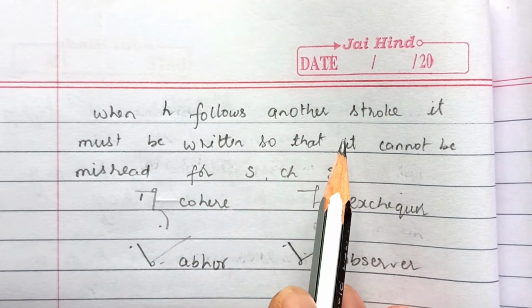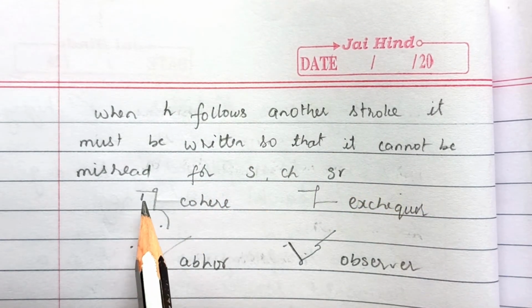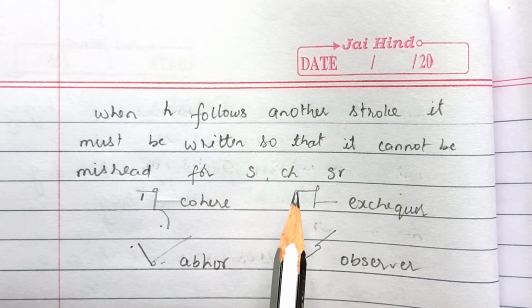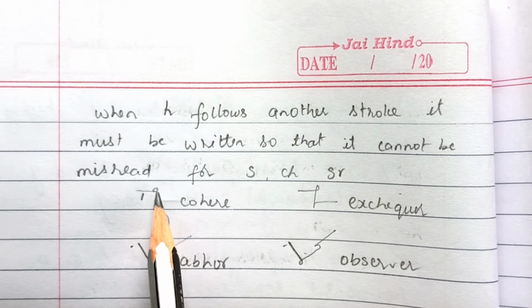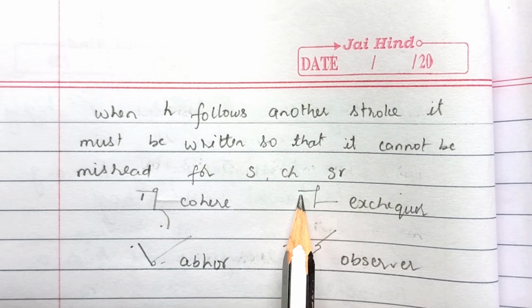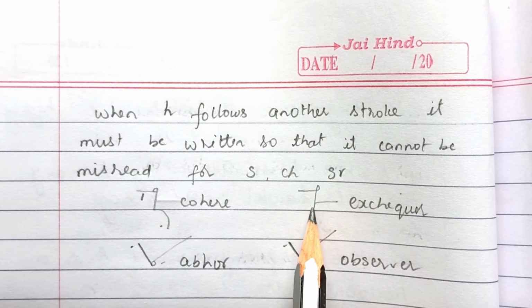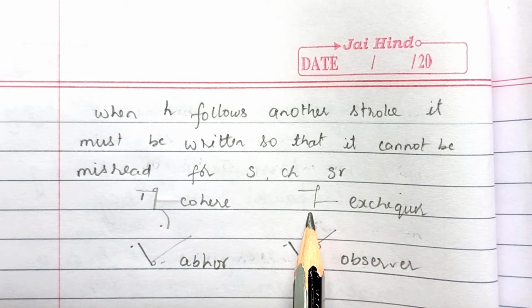And when H follows another stroke, it must be written so that it cannot be misread for S, J or SR. So here we can see the word go here. Here it is this stroke H. So go here. Whereas here exchequer, K, the circle S and J and K. So in such words, we have to carefully see whether it is H or the circle S.